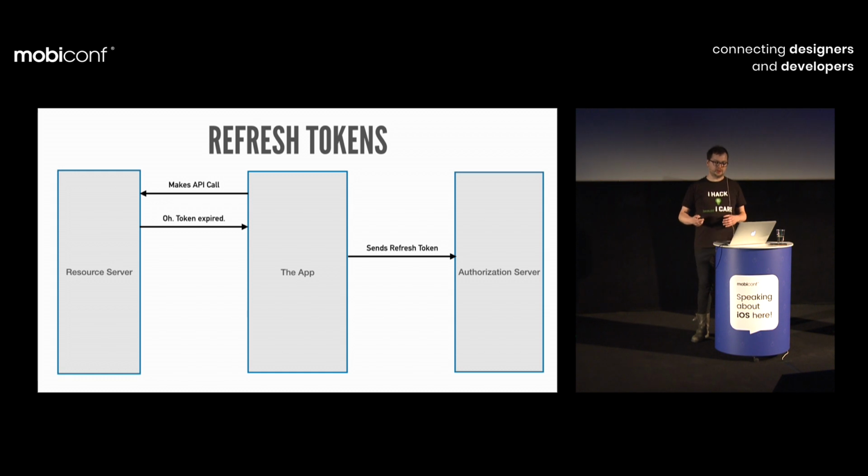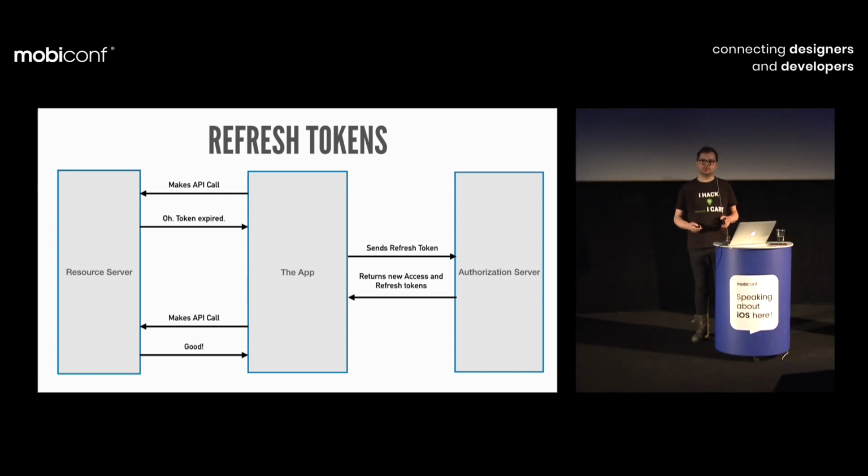So you go to the authorization server with that refresh token, and say, hey, my token expired. Can you give me a new one? Of course I can, because the refresh token is an additional secret. And you continue making API calls as usual.